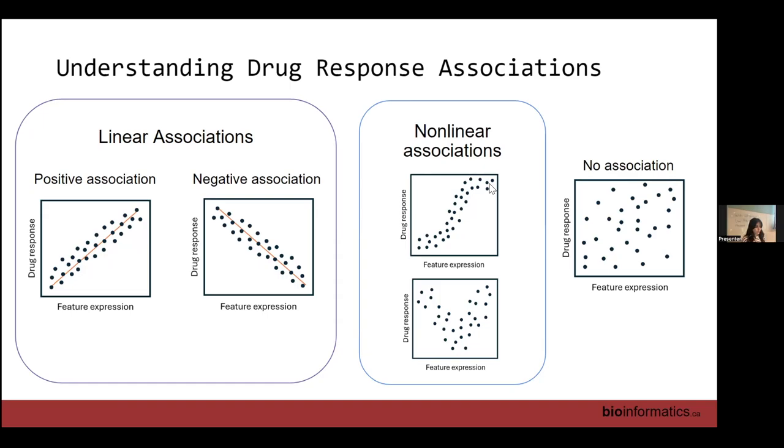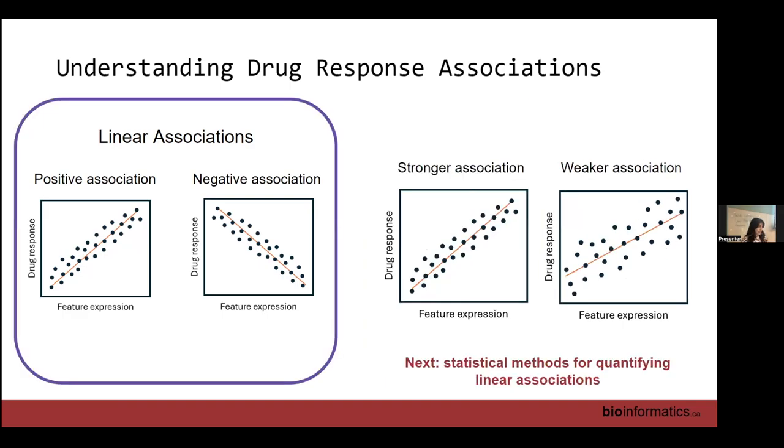Sometimes you make a scatter plot of your variables and you don't see a linear association. You clearly see a pattern, but it's not linear. It's a non-linear association. And sometimes you just don't see anything. There is no association between the two. We have an example here. Any questions here? Okay.